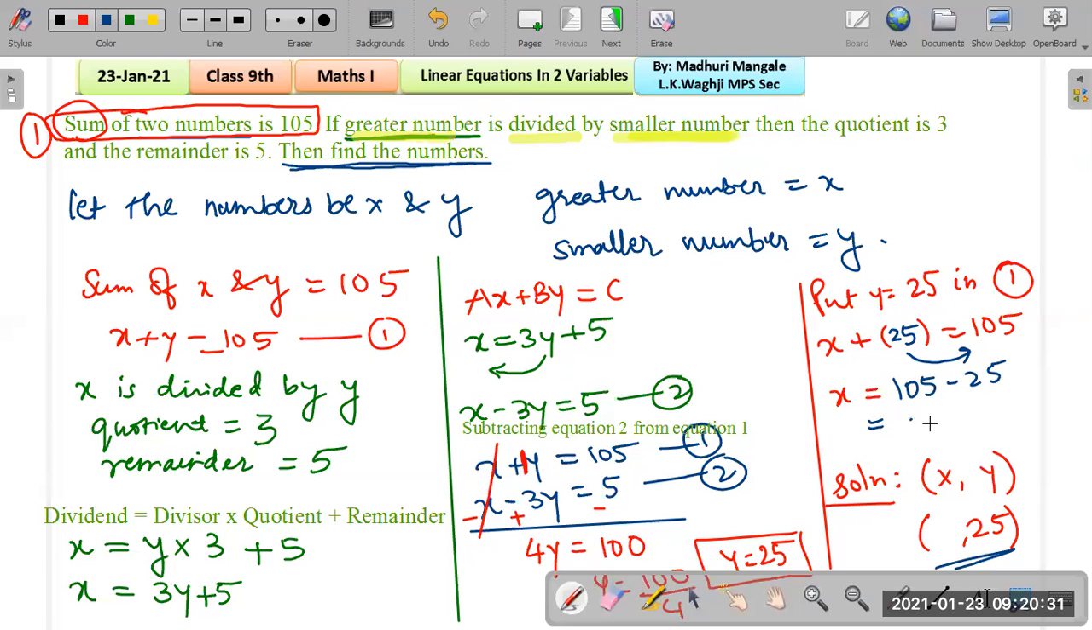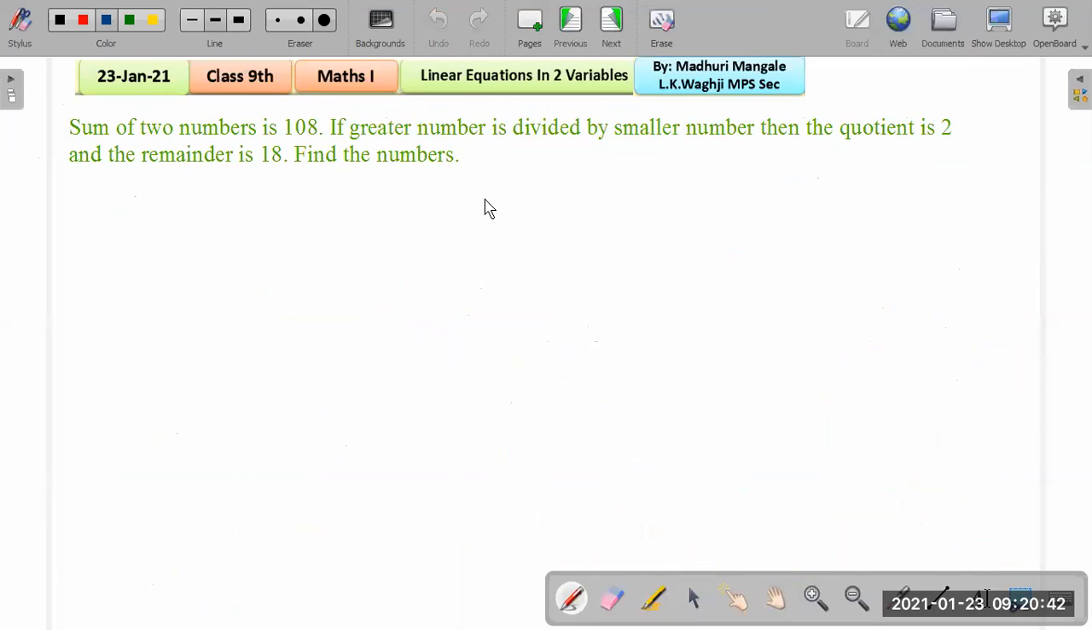Yes, that should be equal to 80. There's some error, I guess, but no worries. Let us move to the next question. There you see, this is the next question.